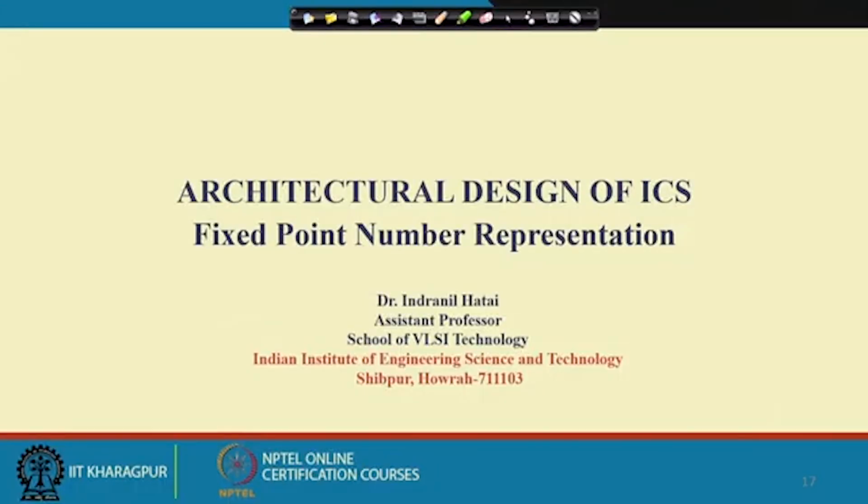So, welcome back to the course on architectural design of ICs. In the last class we saw fixed point number representation. That means, whenever we are implementing any system or function or algorithm in hardware, we have to do it in the fixed point domain. So, for that we have to convert from floating point to fixed point.